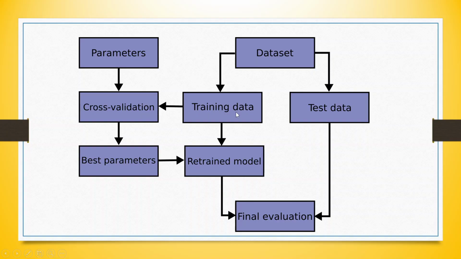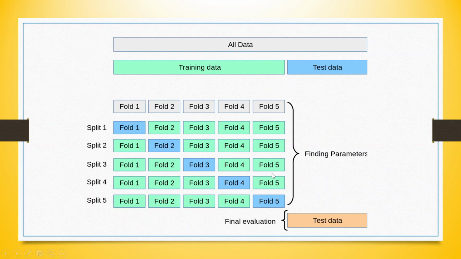This training data will go for the cross-validation where the parameters will be cross-validated and the best parameters will be extracted from it. With the help of this best parameter, the model will be again retrained. And this retrained model will be used for the final evaluation of the testing data which will be coming from here. Now, how will we do cross-validation?